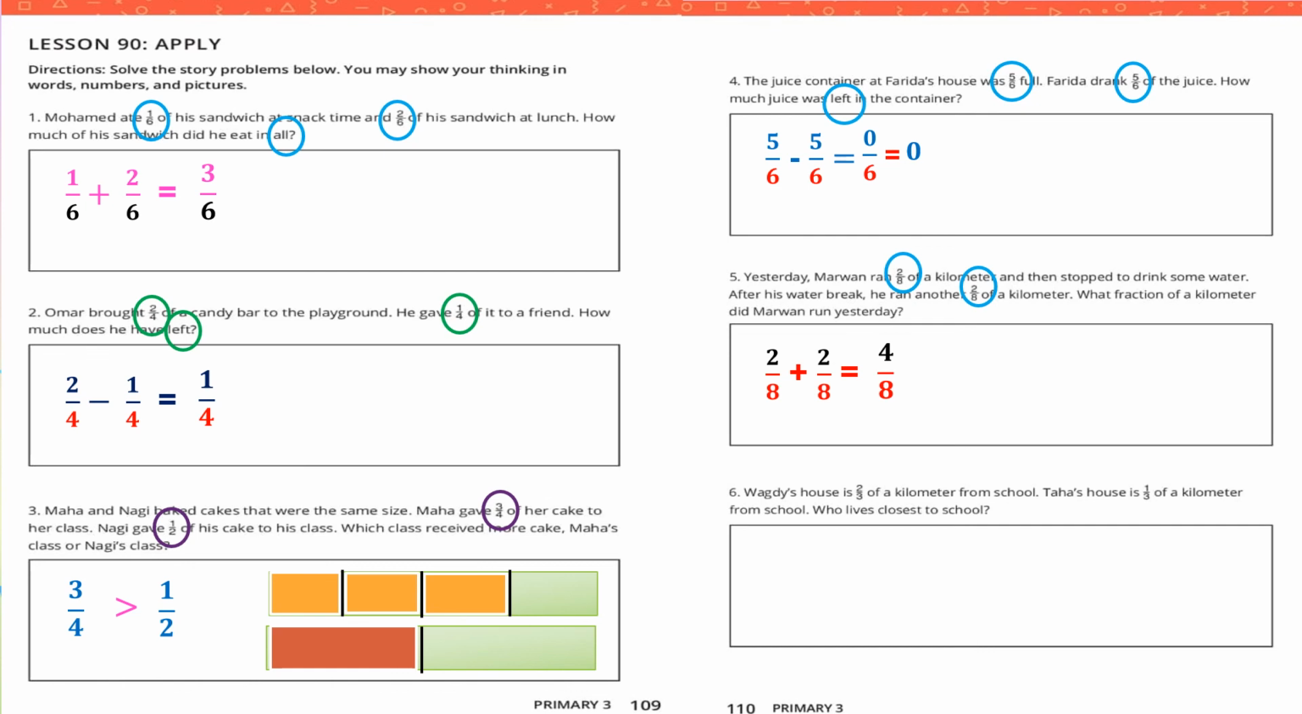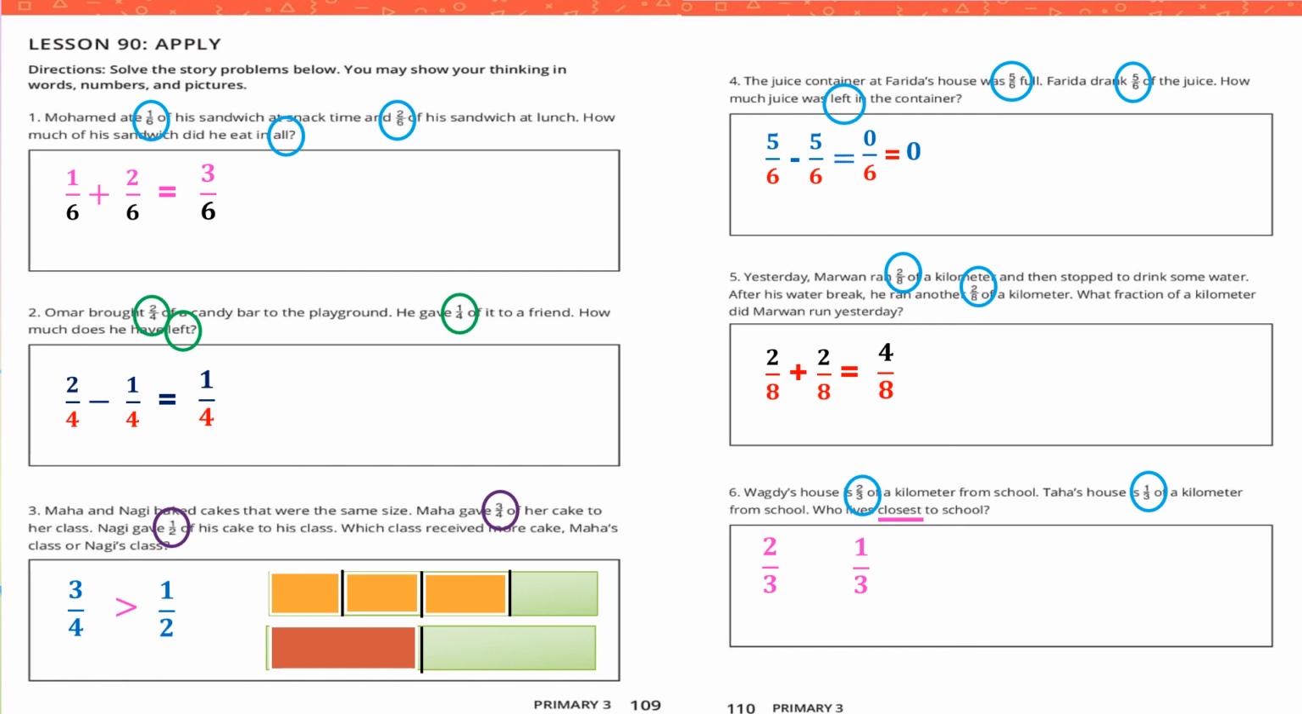The last one here. Wagdi's house is 2/3 of a kilometer from school. Taha's house is 1/3 of a kilometer from school. Who lives closest to school? We wanted to compare. Closest here means the nearest distance. The nearest means the smallest distance. Which is smaller here, 2/3 or 1/3?